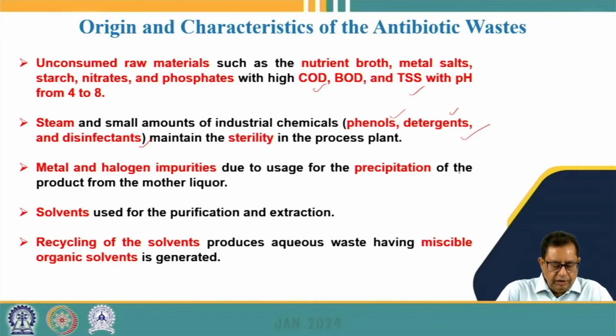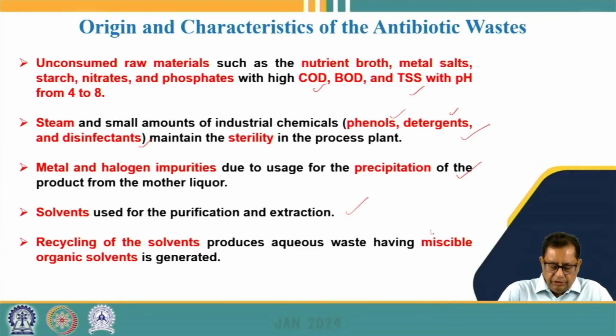Similarly, we also find a lot of metals and halogen impurities, which may become part of the wastewater. These metals or halogens may be used for the precipitation of the mother liquor in which we are fermenting the antibiotics. And then we also find a lot of solvents coming into the wastewater, because they are used for the purification and the extraction processes.